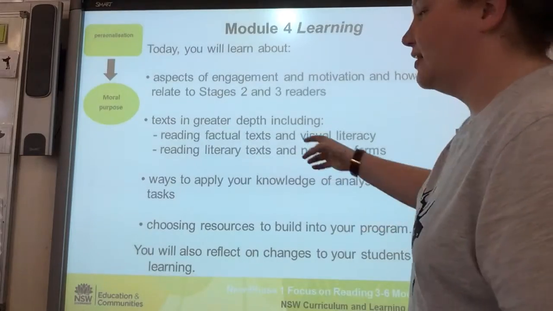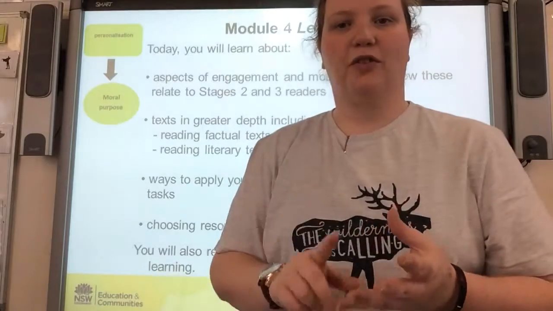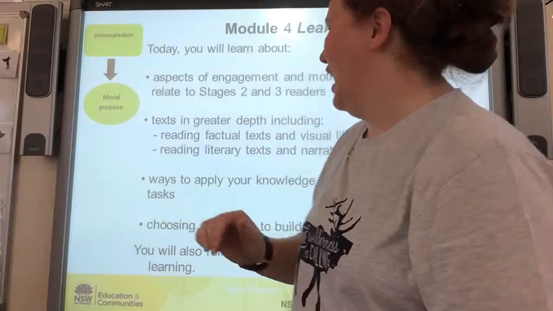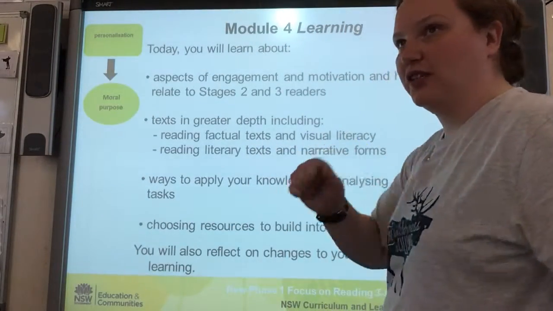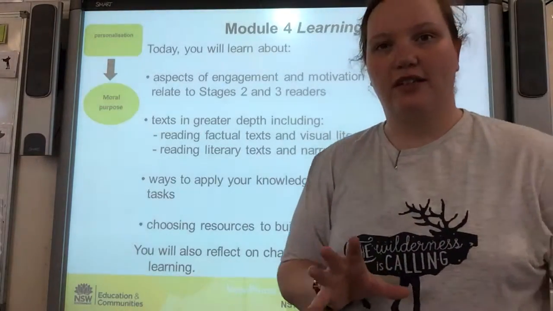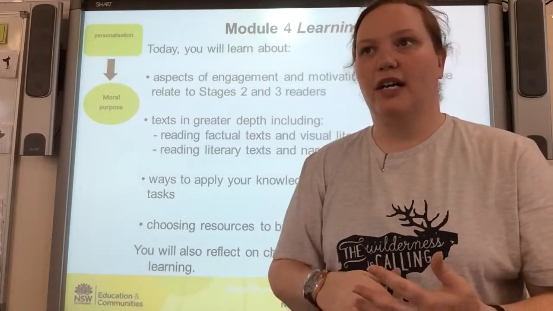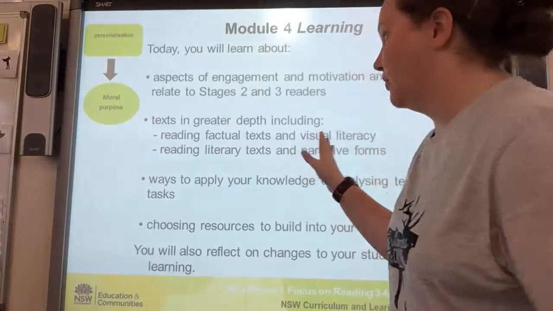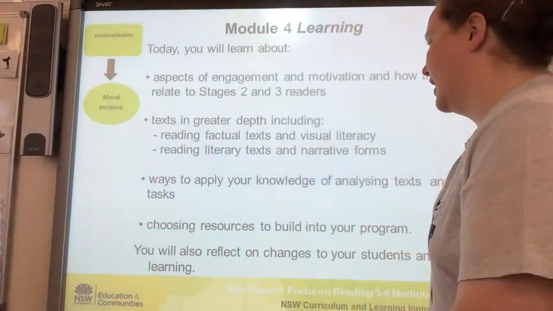So it says here Stage 2 and Stage 3 readers. Obviously we're still applying this to our Stage 4, 5 and 6 readers, so just go with that for now. We're looking at things like reading factual text, visual literacy, which is really important in some particular subjects and is focused on a bit more. English do it, obviously visual arts, probably some of the TAS subjects as well, but it's certainly applicable across the range. And also different things like narrative forms, different literary texts.